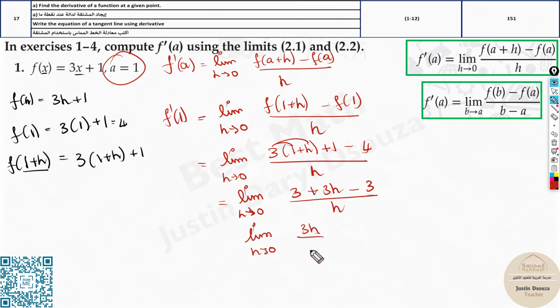We have 3h by h, and this cancels. What is remaining? It's 3. Now, if you take the limit, it's just going to be 3 itself, isn't it? So the answer over here is 3 because these variables are cancelled off. h and h cancel off up and down. So you're remaining with 3, and that is the answer. So f derivative of 1 is 3.